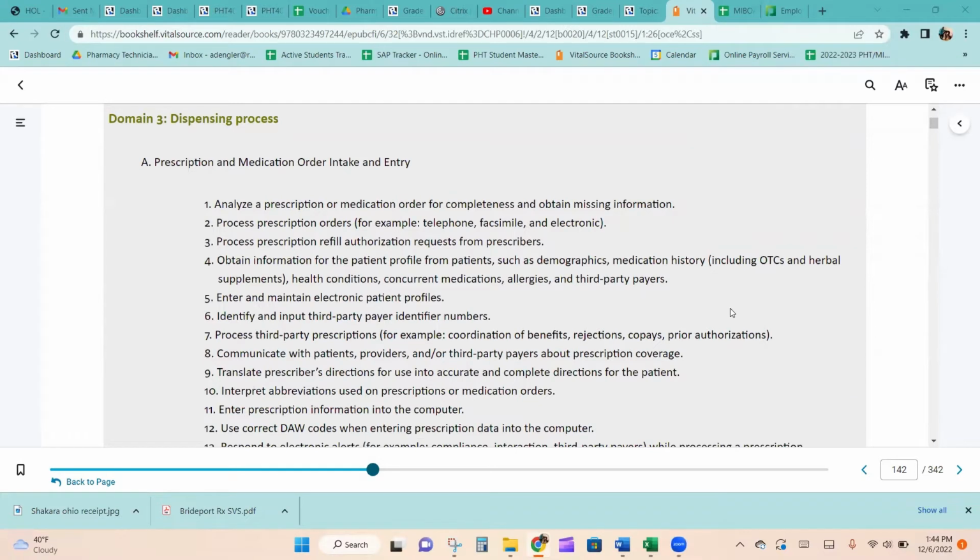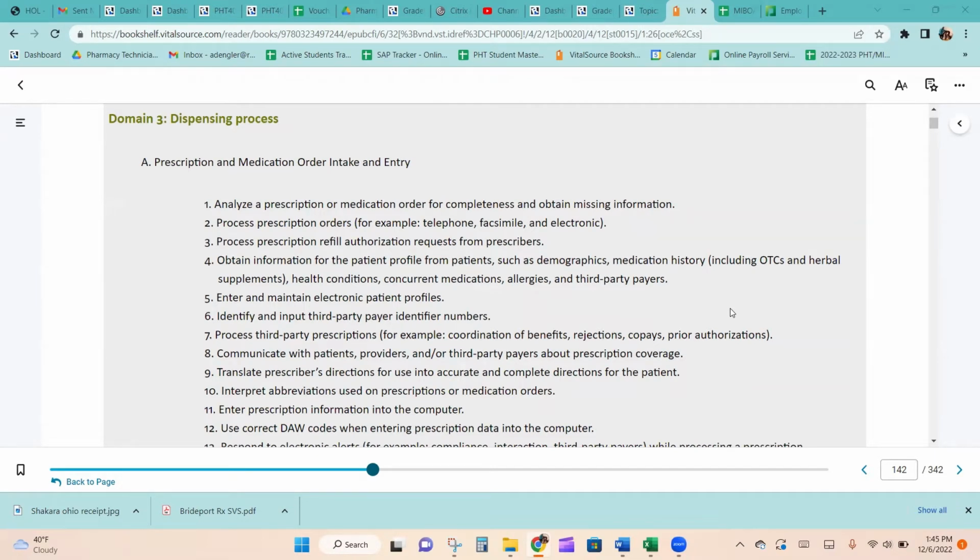Domain 3, dispensing process. A, prescription and medication order intake and entry. 1, analyze the prescription or medication order for completeness and obtain missing information. Process prescription orders, process prescription refill authorization requests from prescribers, obtain information for the patient profile from patients such as demographics, medication history, health conditions, concurrent medications, allergies, and third-party payers.